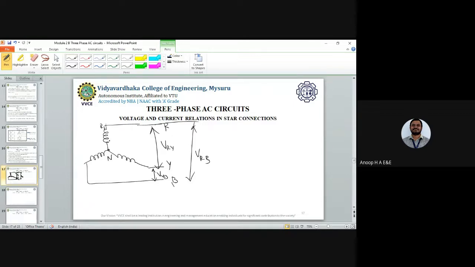This is R1 and R2, this one is Y1 and Y2, and this one is B1 and B2. All these things I will highlight in detail right now with the help of the relevant equations. So VRY equals VYB equals VRB; that would be the line voltage. Next we have VRN, taking the neutral terminal, or I can simply call it VR equals VY equals VB, which is equal to the phase voltage.